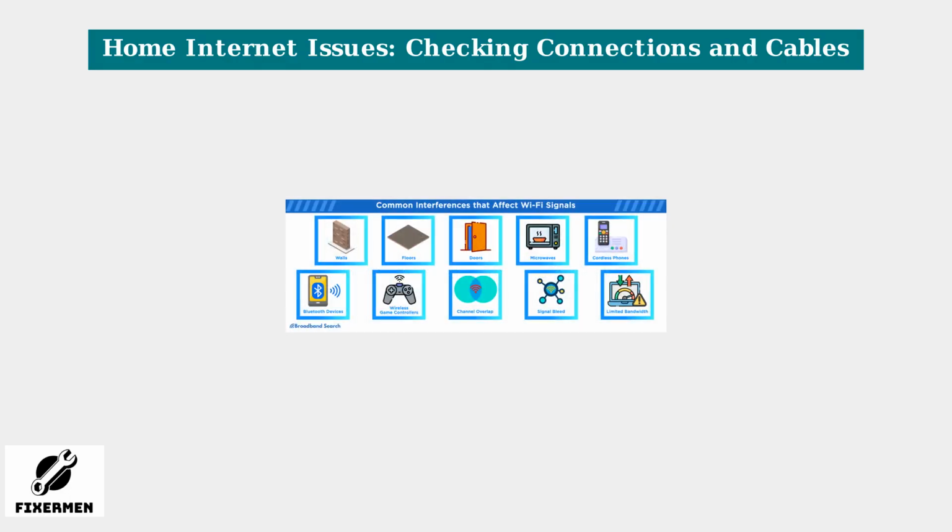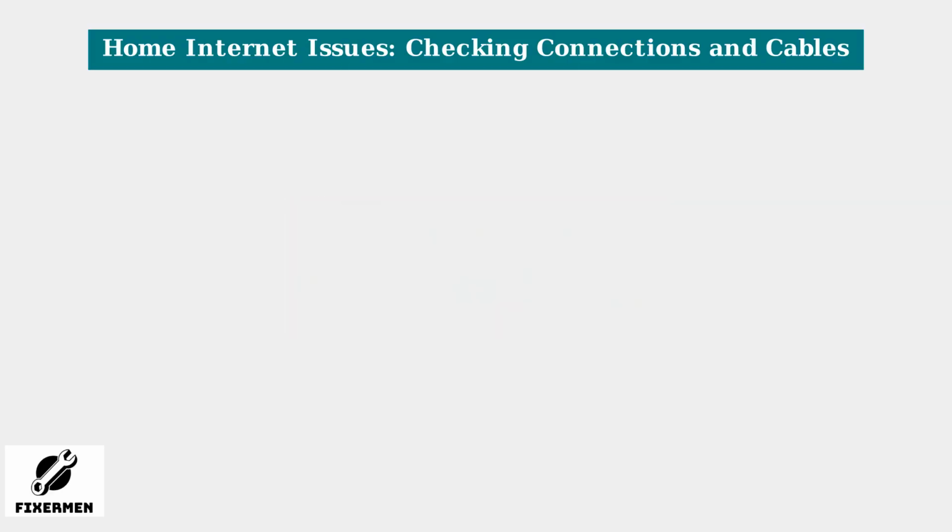Also, consider the location of your router. Avoid placing it near microwaves or dense objects that can cause interference. Wi-Fi extenders can help eliminate dead zones by boosting the signal to areas where coverage is weak.